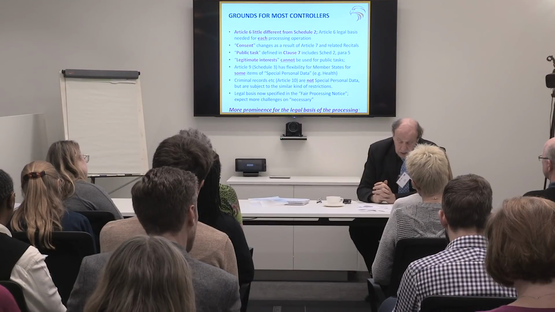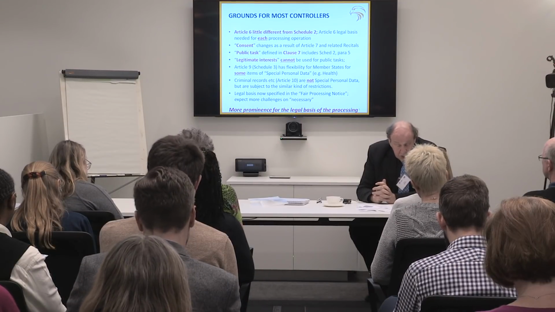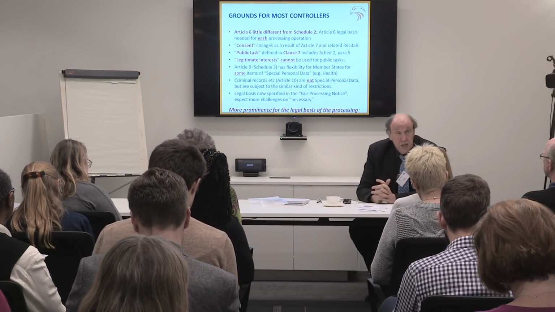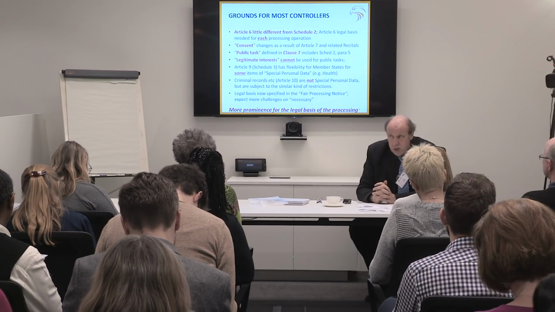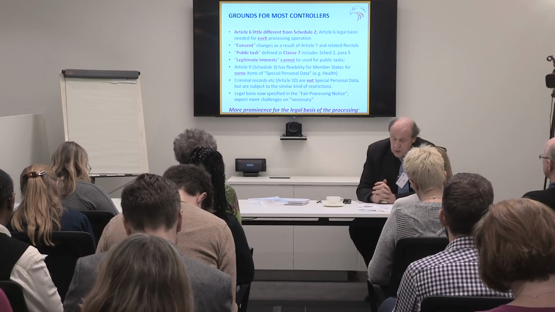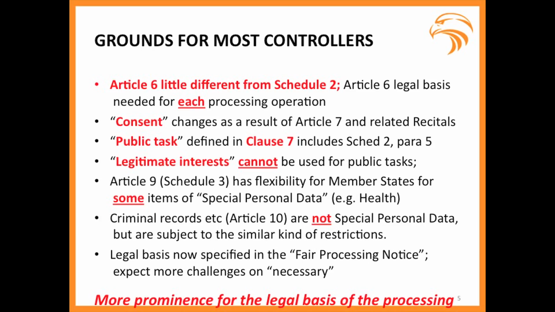Why am I doing it? And that message goes out if you're not choosing stuff for your public task. Legitimate interest, I say, cannot be used for public tasks, but it can be used for fringe things that are nothing to do with your public task, HR. Okay? Article 9, if you look at Article 9, almost recovers everything that's in Schedule 3 and a bit more.